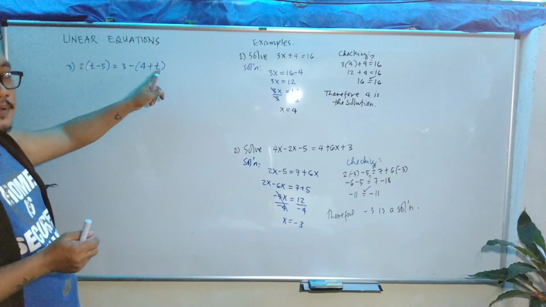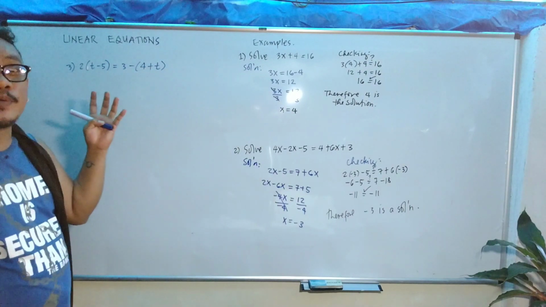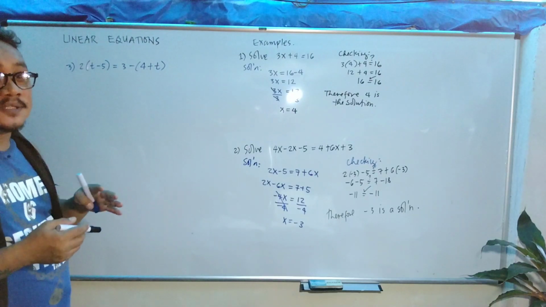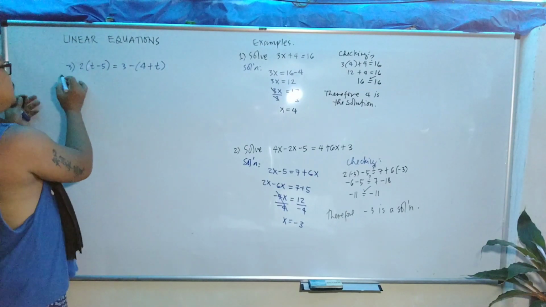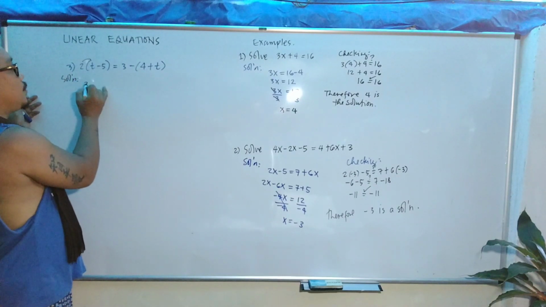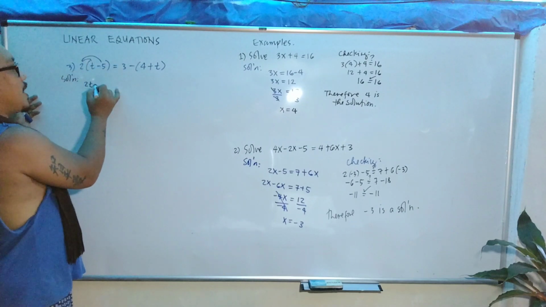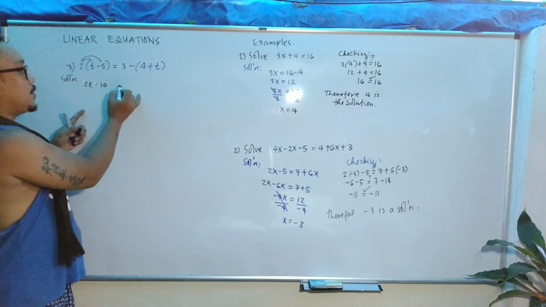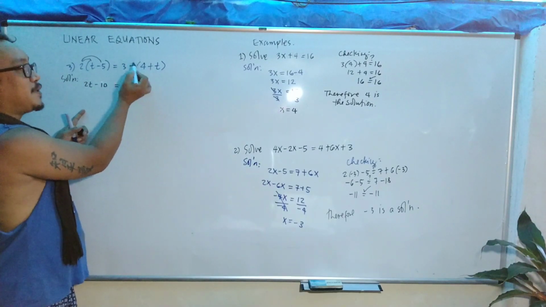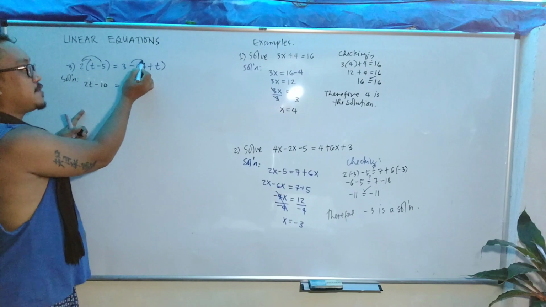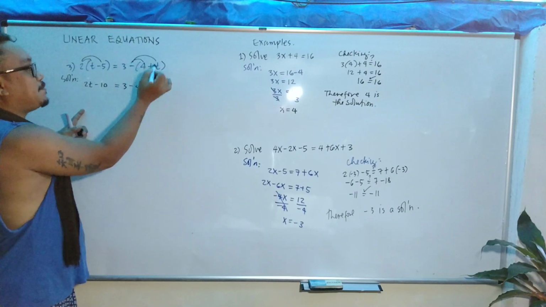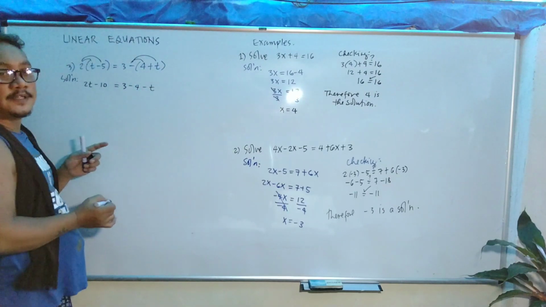So, the first thing we need to do here is to remove the parentheses. Okay. By using the distributive law. Okay. So, here, we will distribute 2. So, 2 times t, you have 2t. 2 times negative 5 is negative 10. Okay? So, you copy equal to, you copy 3. Then, remove the parentheses here by distributing the negative here. Negative times negative 4, you have negative 4. Okay? So, negative times positive t, you have negative t.